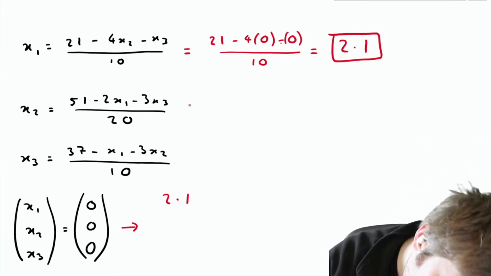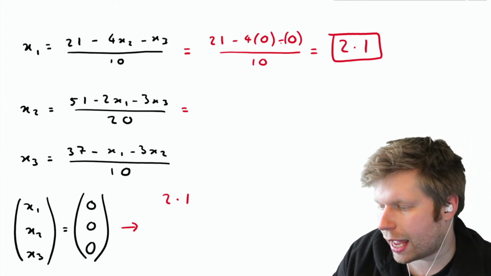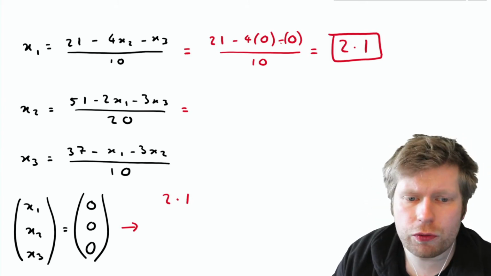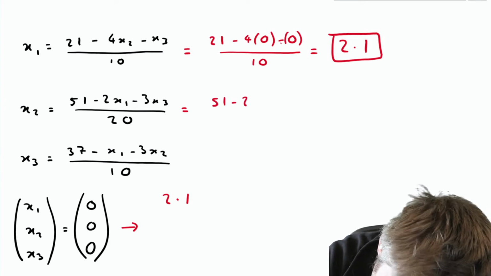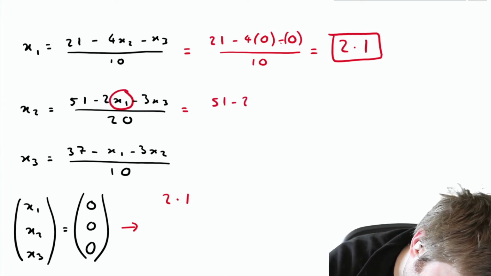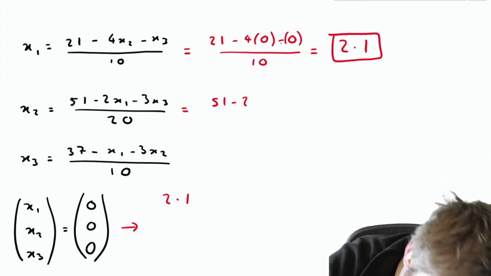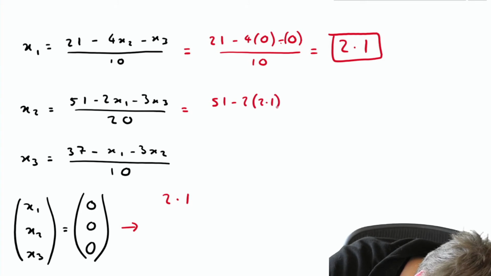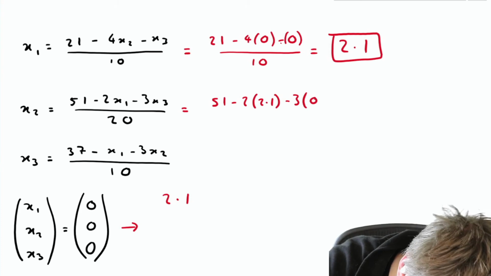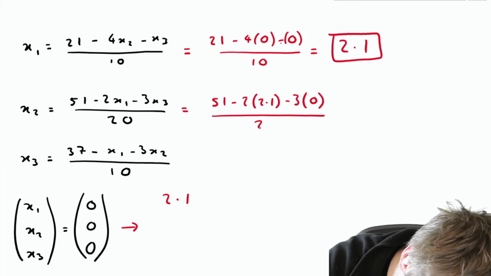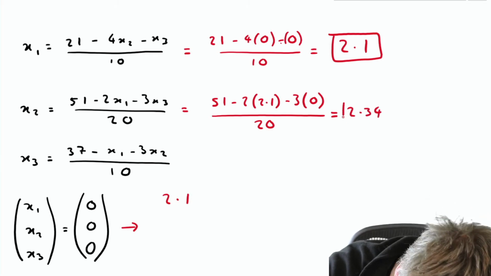But this is where it's different for Gauss Seidel, because when it comes to calculating x2, I'm going to be using my new value of x1. So I'll have 51 minus 2 times, well, instead of using my old value of x1, I'm going to be using this new improved 2.1 version of x1. So I'll stick in 2.1 in here, minus 3 times, well, I haven't got a new improved version of x3, so I'm still going to use 0, my original guess, all divided by 20. If I calculate that, it comes out as 2.34.